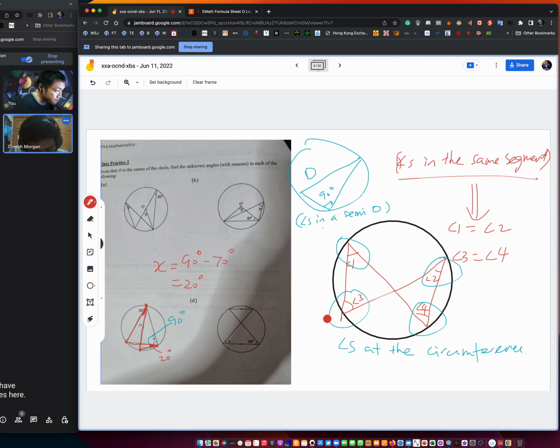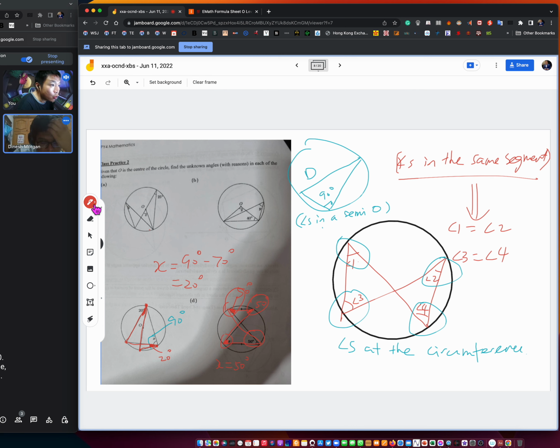Then what about the last one? The last one, this is 50. Why? Because it's a Z, alternate angle. Parallel lines, then alternate angles. Then you apply the angle in the same segment now, so x is also equal to 50, because this angle and this angle are the same. Can you see this angle is in the same segment? So therefore this is also 50, because angle in the same segment.